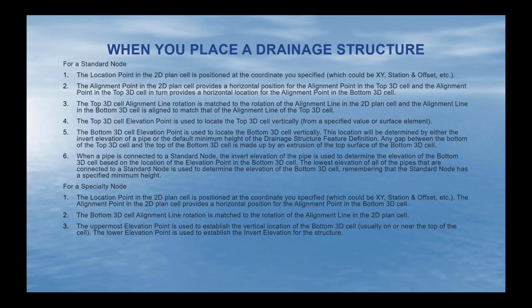The alignment point in the 2D plan cell provides a horizontal position for the alignment point in the top 3D cell, and the alignment point in the top 3D cell in turn provides a horizontal location for the alignment point in the bottom 3D cell.